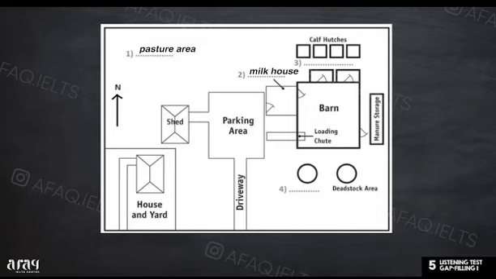To the north, you will find the calf hutches, which are located just behind the maternity pens. Only 30% of our cows are used for breeding. In the bottom left corner of the barn is the loading chute.